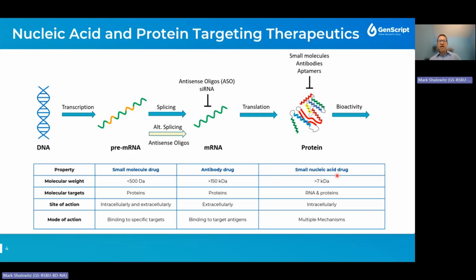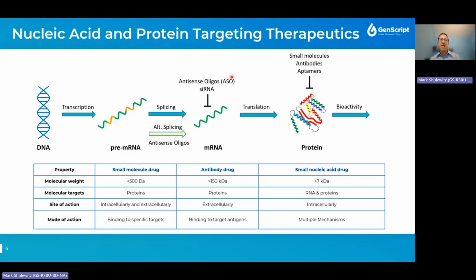Finally, there are small nucleic acid drugs, the topic of today's webinar. Small nucleic acid drugs are short DNA or RNA molecules. They're typically 15 to 60 nucleotides in length, and they bind to and regulate other biological molecules. The three most widely used types of small nucleic acid drugs, as shown in this figure, are aptamers, antisense oligos, and small interfering RNA. Aptamers bind directly to proteins and block their functions, much like antibodies and small molecules.